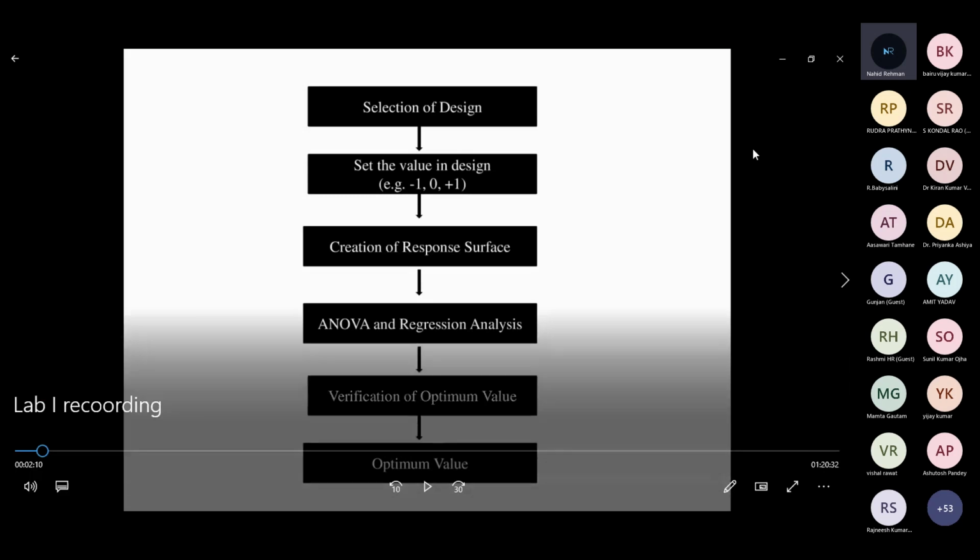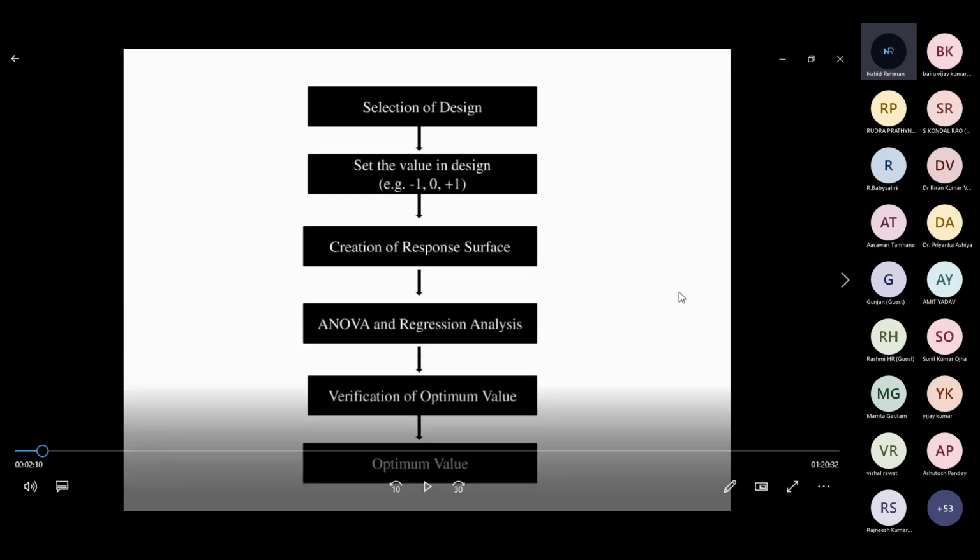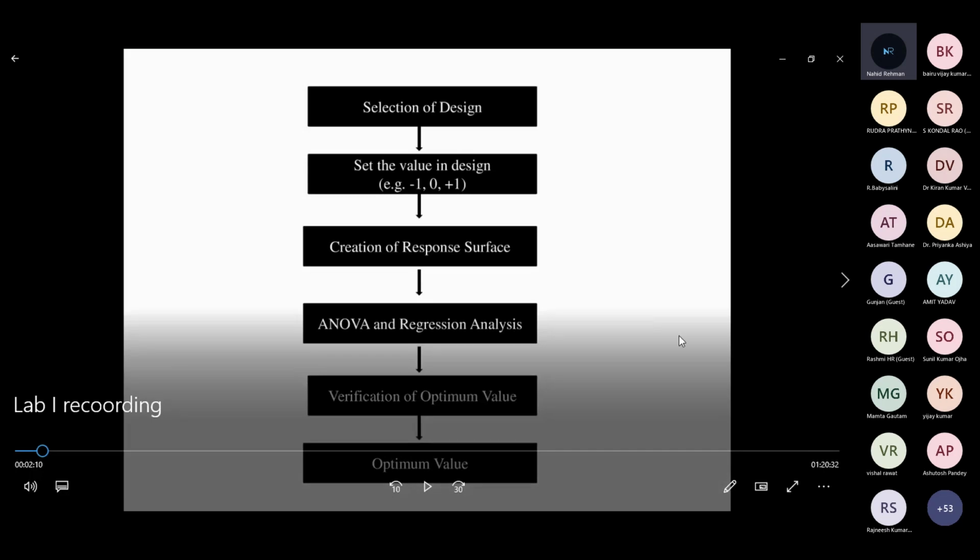After that you get some results, which are called the response. The experimental response you have to enter in the table in the chart form. It is shown in your file when you run this software. So the software predicts by itself, and then you have to calculate your experimental values.